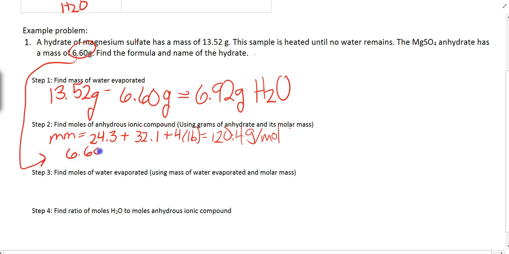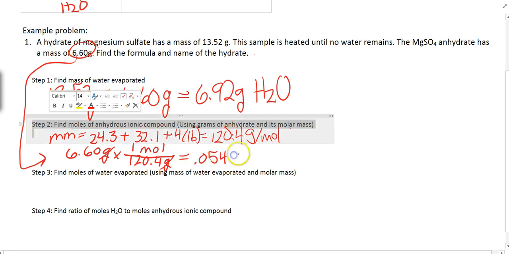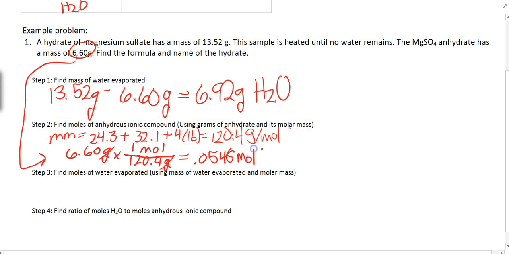But we have, let's see, 6.6 grams of the anhydrous magnesium sulfate. So let's figure out how many moles that is. Well, if you've got this many grams and 1 mole weighs 120.4 grams, then we can use factor label to figure out how many moles of magnesium sulfate we have. So you divide those and you get 0.0548. And that would be moles of MgSO4.